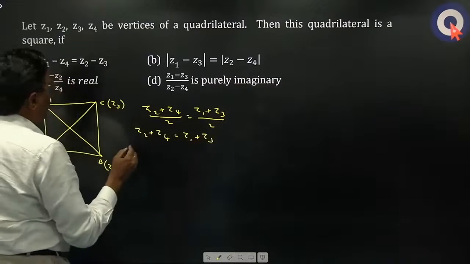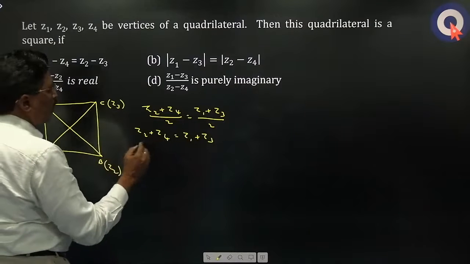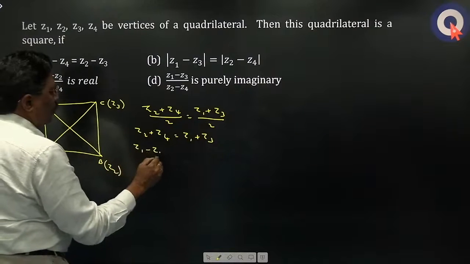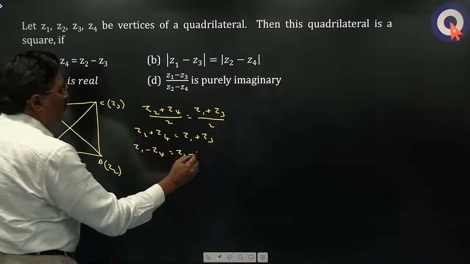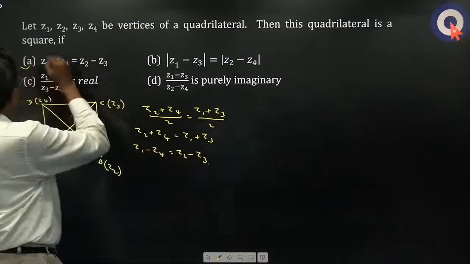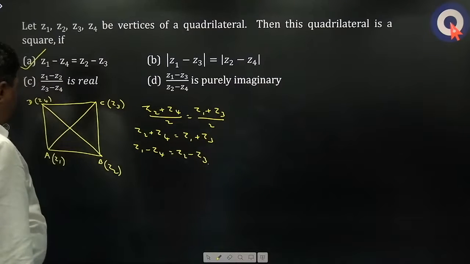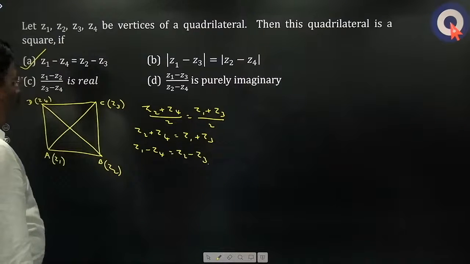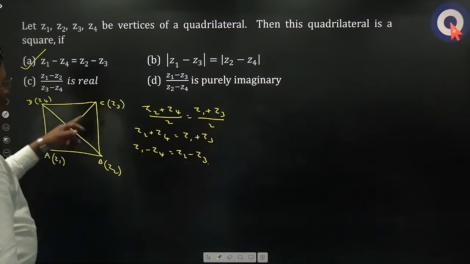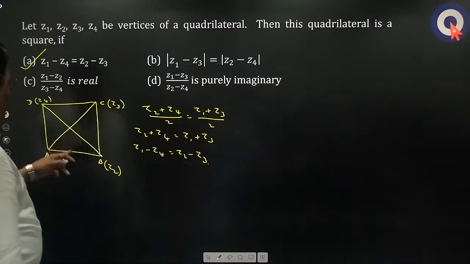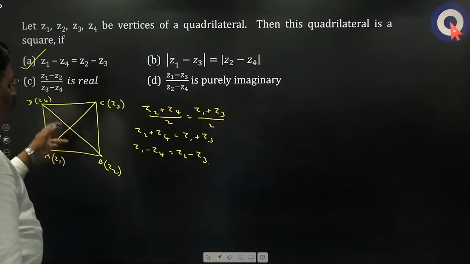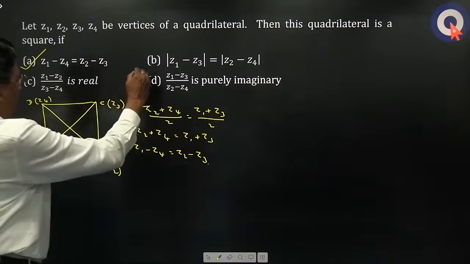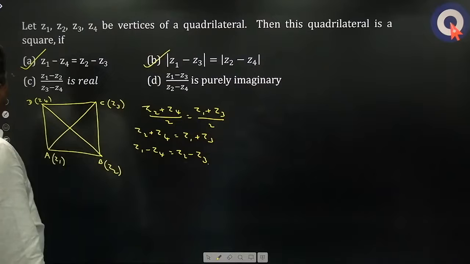So this is Z1 minus Z4 is equal to Z2 minus Z3. So option A is correct. All right. Next, and of course, mod Z1 minus Z3 is equal to mod Z2 minus Z4. Diagonals are equal. The length of the diagonals are equal. Even this is correct. All right.